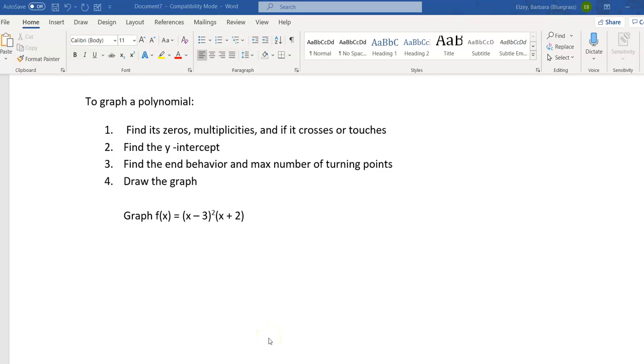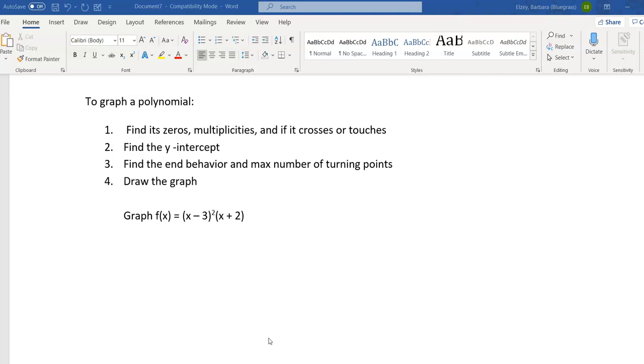Alright, so we've learned all this stuff about graphing a polynomial. Let's now actually do some graphs. I've got 4 steps here. First, we're going to find the zeros, their multiplicities, and whether they cross or touch at those zeros.